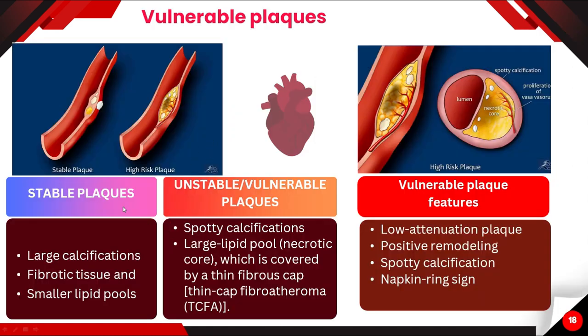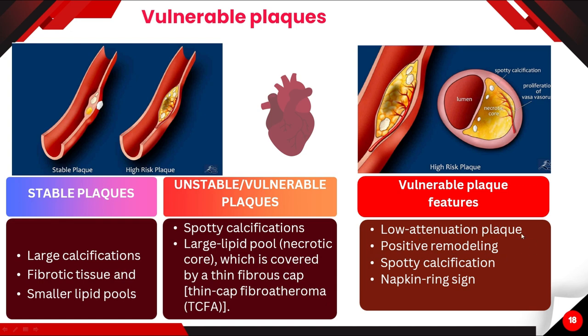Plaques may be of two types: stable plaques and unstable plaques. Stable plaques have large calcifications with smaller lipid pools with fibrotic tissue, and high risk plaques or unstable plaques have spotty calcifications with a central necrotic core with proliferation of the vasa vasorum and a large necrotic core covered by a thin cap fibroatheroma. The features of vulnerable plaques are low attenuation plaques and positive remodeling, spotty calcifications, and napkin ring sign.